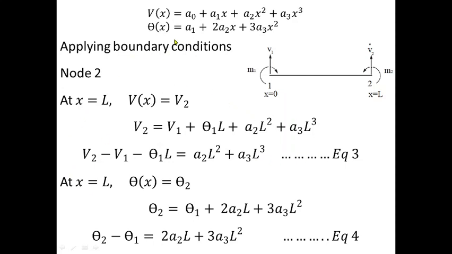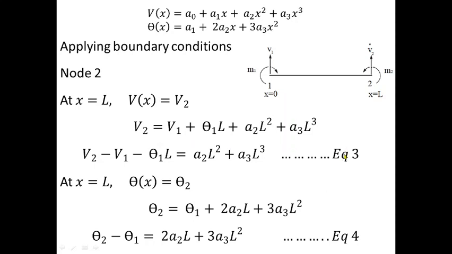Consider the slope equation, that is theta of x. At x is equal to L, theta of x is equal to theta 2. Then theta 2 is equal to theta 1 plus 2a2L plus 3a3 L square, since a1 is nothing but theta 1. I can rewrite the same: theta 2 minus theta 1 is equal to 2a2L plus 3a3 L square. So this is equation 4. Remember these two equations.